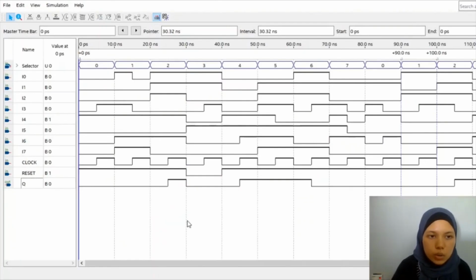For the analysis, we have a selector that counts from 0 until 7 here, and then the multiplexer inputs I0 until I7, and this is the D flip-flop input and output pins. For example, the 0 here will use the I0 input as the output, and the first count will follow I1, and so on. So that is how an 8-to-1 multiplexer circuit works.